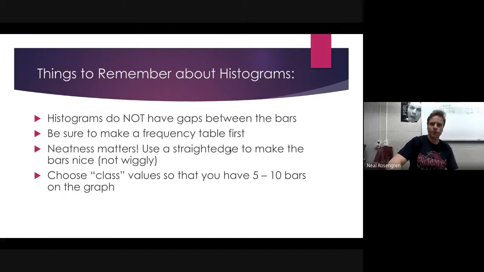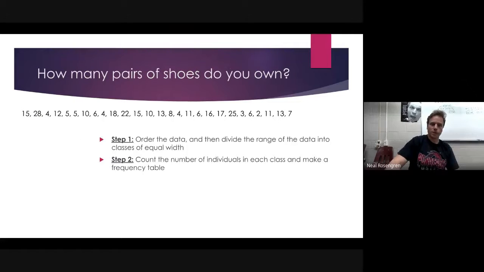Grab a straight edge so you can make those bars nice and straight, not too wiggly. And then you want to choose a number of classes between 5 and 10. Less than 5 doesn't give us a good picture of what the data looks like, and more than 10 is too many. When you look at this one, there's our data kind of randomly sorted. You don't need that. You've got your data already sorted.